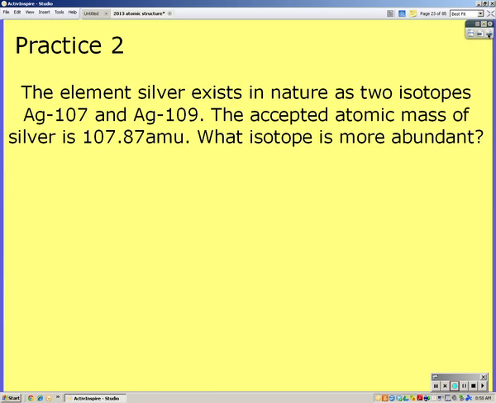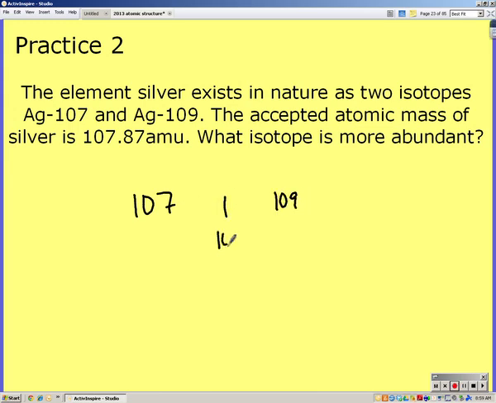Go ahead and pause the video and try this one on your own. Restart when you have your answer. So here we have 2 isotopes of silver, 107 and 109. On the periodic table, the average atomic mass is 107.87.